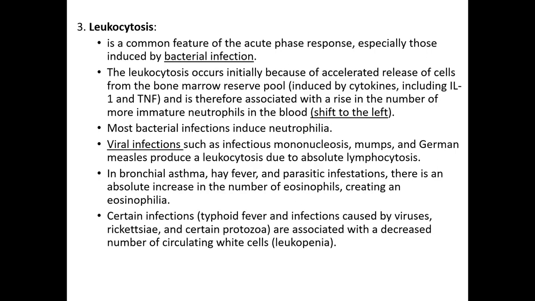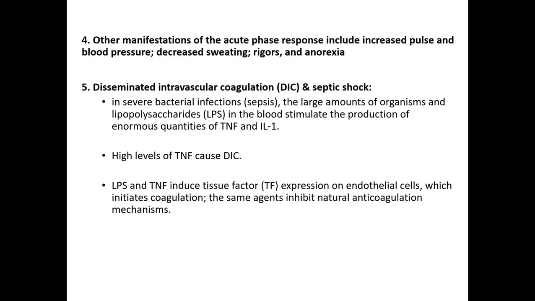Certain infections, for example typhoid fever and infections caused by viruses, rickettsia, and certain protozoa, are associated with a decreased number of circulating white cells, which we call leukopenia. Other manifestations of the acute phase response include an increase in pulse and blood pressure, decreased sweating, rigor, and anorexia. Also disseminated intravascular coagulation, DIC, and septic shock. This is what happens in severe bacterial infection, which is sepsis.